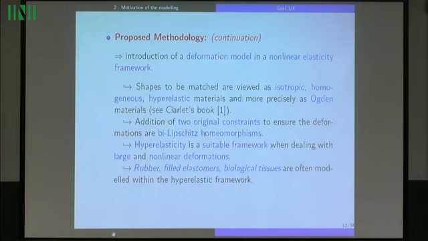Homogeneous material, which means that the behavior is the same everywhere inside the material. And hyperelastic material that allows large and smooth deformations, and more precisely as Ogden materials. And then we propose to complement this by adding two original constraints to ensure that the deformations belong to the bi-Lipschitz homeomorphism space, so that the topology will be preserved and we will be as close as possible to the initial diffeomorphic transformation that we were looking for.